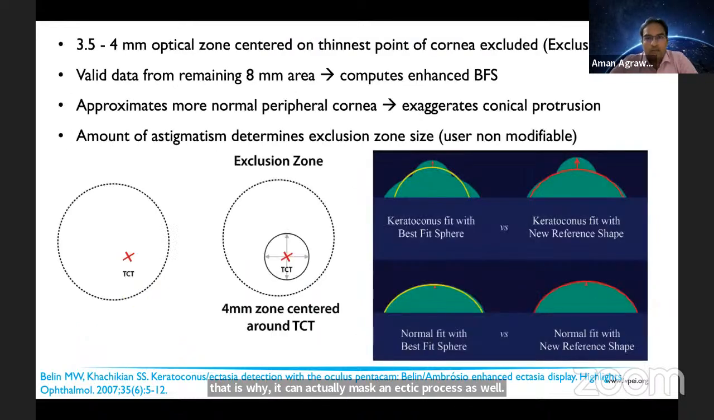So here comes the use of the enhanced best fit sphere. How it is calculated is that the 4 millimeter or 3.5 millimeter zone, which is centered around the thinnest corneal thickness location, is excluded from the calculation of the best fit sphere. By doing this, we are now calculating the best fit sphere based on the remaining peripheral normal cornea. Because it is approximating the more normal peripheral cornea, this conical protrusion, which was getting masked earlier, is now more exaggerated.